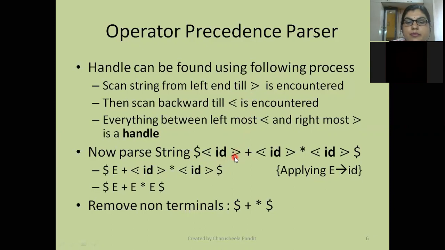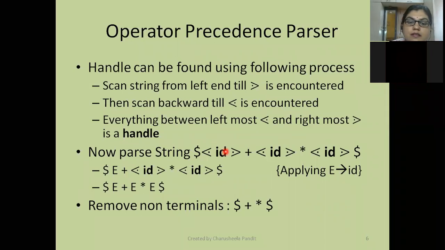Once this symbol is encountered, what do you have to do? You have to go back till you get the less than symbol. From here, when you go back, you will find this symbol between dollar and id, and whatever is between these two signs is the handle. Whenever you get the handle, you have to perform the reduction. Remember this: after getting the handle, what do you have to do? You have to do the reduction.